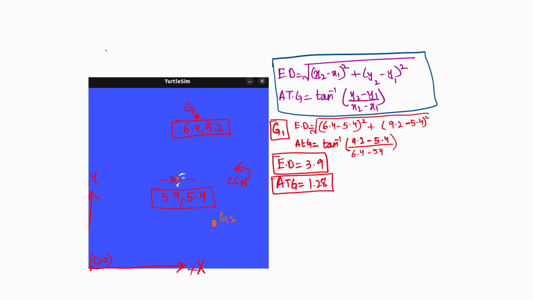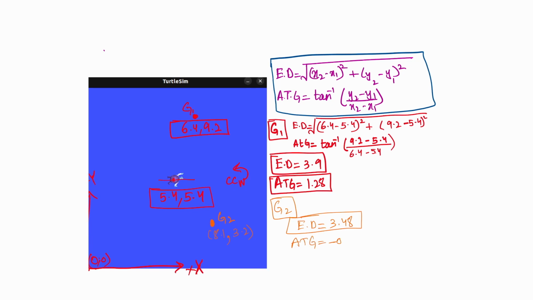This is G2, and in X it is 8.1 and in Y it is, let's say, something like 3.2, given an arbitrary value. So for the calculation part, we are going to be getting Euclidean distance is equal to 3.48 and angle to goal is going to be minus 0.88 radians. So you can see for this specific goal we need to make this turtle turn in clockwise direction, and that is why it has a negative sign on it.